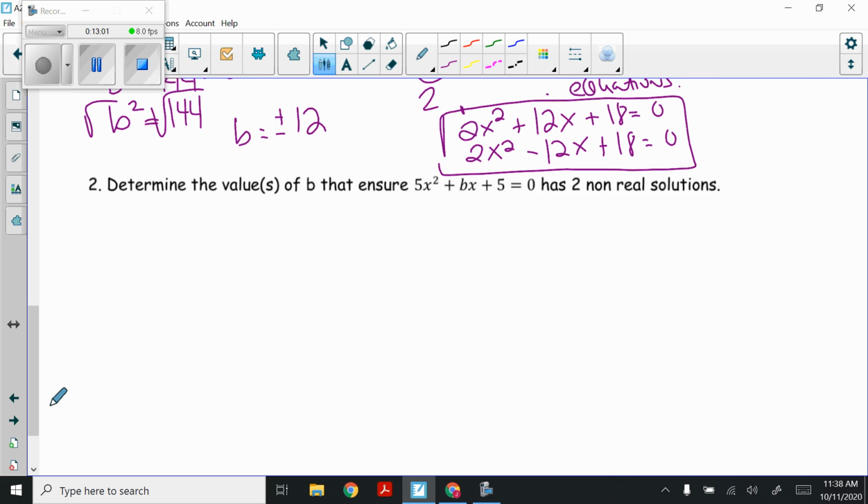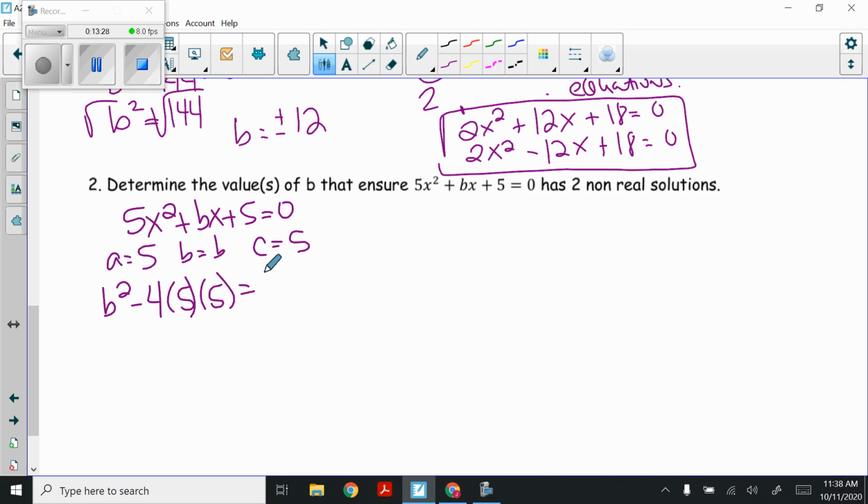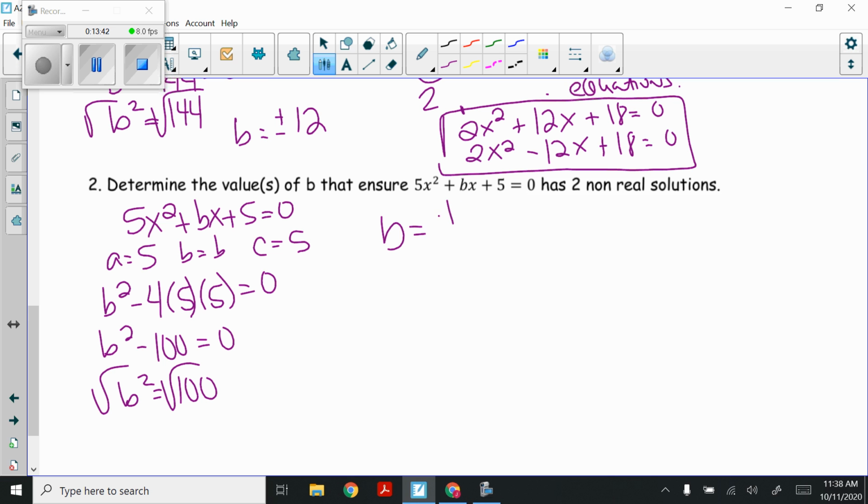All right, so now we're going to look at number 2, determine the value or values of b that ensure 5x squared plus bx plus 5 equals 0 has two non-real solutions. So again, I'll look at when would it have one solution, set it equal to 0. So a is 5, b is what we're looking for, c is 5. So b squared minus 4 times 5 times 5 equals 0. b squared, negative 4 times 5 is negative 20. Negative 20 times 5, negative 100 equals 0. So b squared equals 100. Take the square root. So when b is positive and negative 10, this would have one real solution.